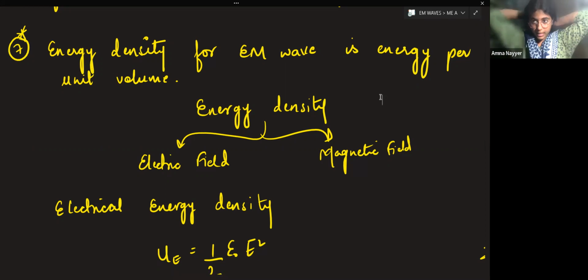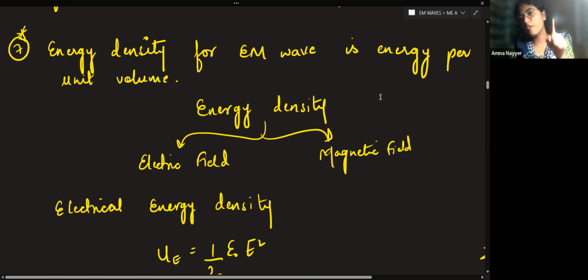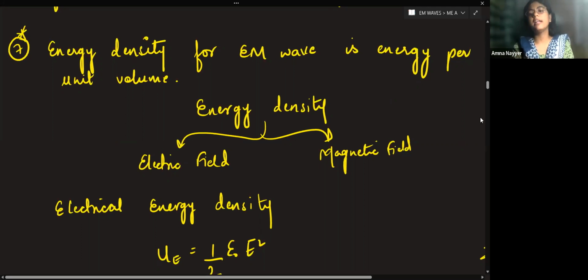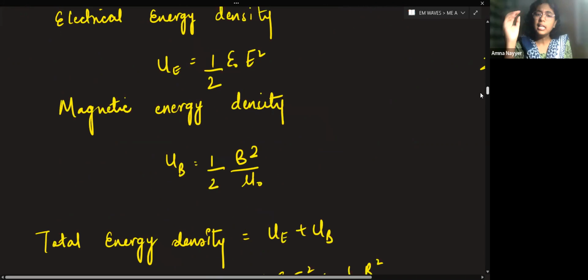It will be half, it will remain. Instead of permittivity, you will have permeability. Now, permeability will get divided. That is your magnetic permeability. That will get divided. Here it is in the multiplication, that time it will be in the division. So, half B square divided by mu naught. Both the energies are here.